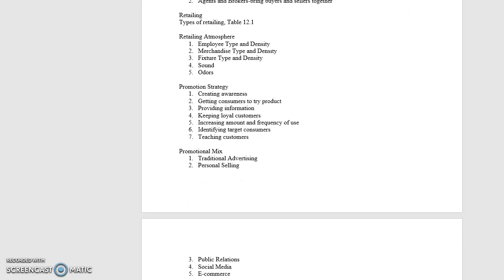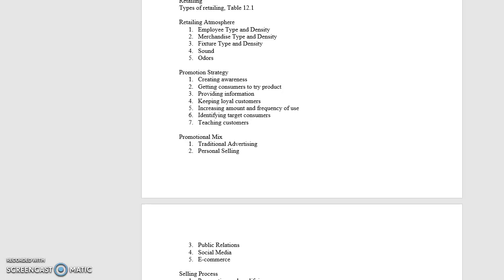Now, this is where your textbook kind of goes on to a completely different subject. Promotional strategy, promotions, advertising, how to get your name out there. So, creating awareness, and these are the 7 things that promotions want to try to achieve. Not all at the same time, but these are 7 different strategies. And I'm not going to spend a lot of time on them. Number 4, keeping loyal customers. Big part of advertising. It's a whole lot cheaper to keep a customer than to get a new customer.